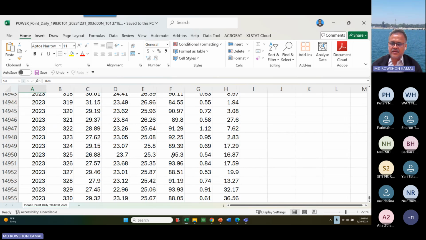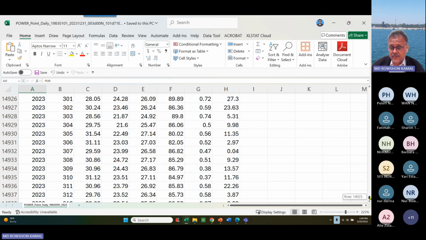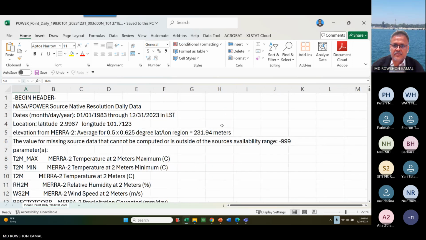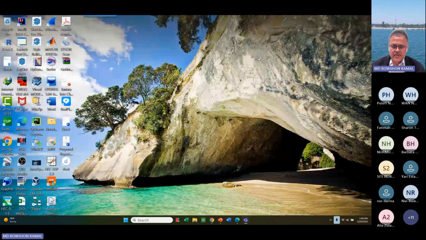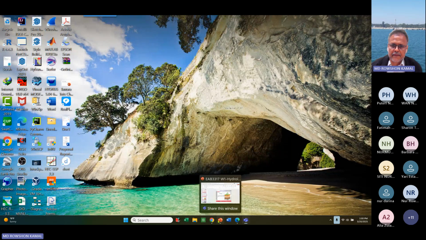Once we have this data, then we can do the analysis. We can calculate the ETo, and we can calculate the rainfall. So the data is available. I will share this data with you by WhatsApp, but you have to download it. I will share the recorded video, then you can download and see how to do it.